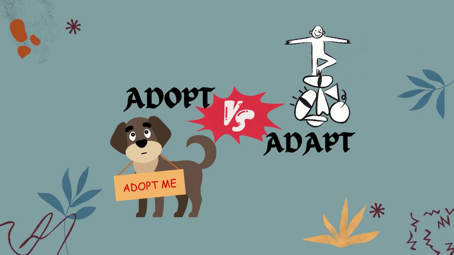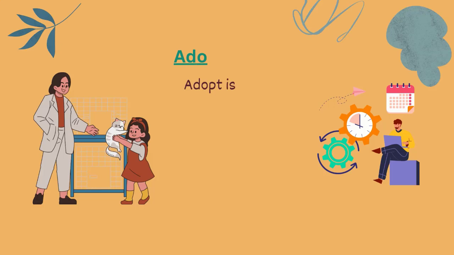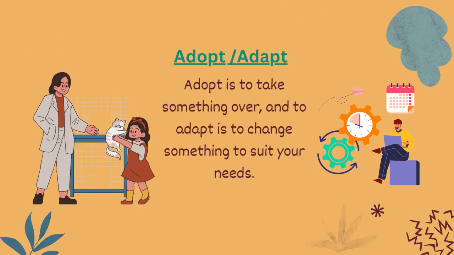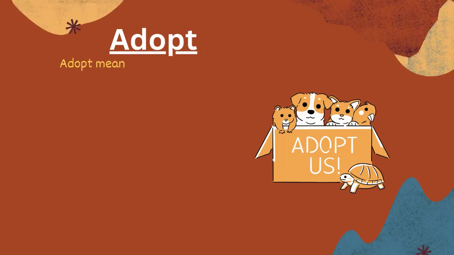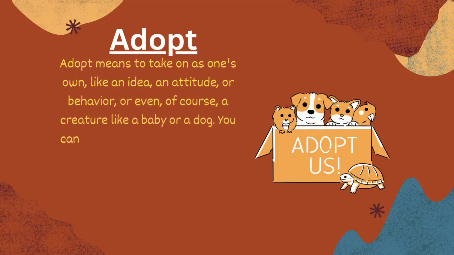Commonly confused words. Adopt versus adapt. To adopt is to take something over, and to adapt is to change something to suit your needs. Adopt means to take on as one's own, like an idea, an attitude, or behavior, or even, of course, a creature like a baby or a dog.